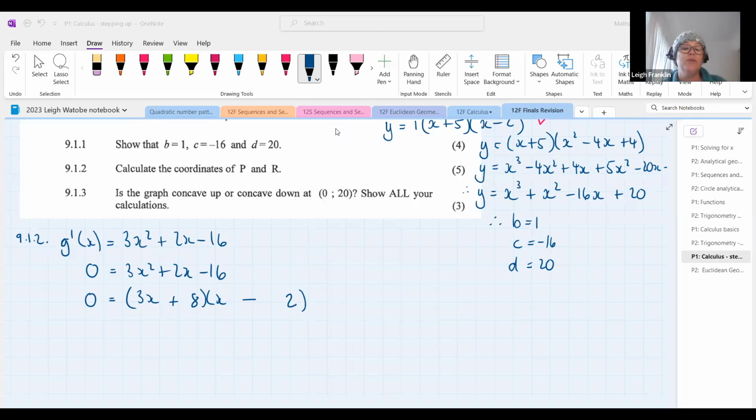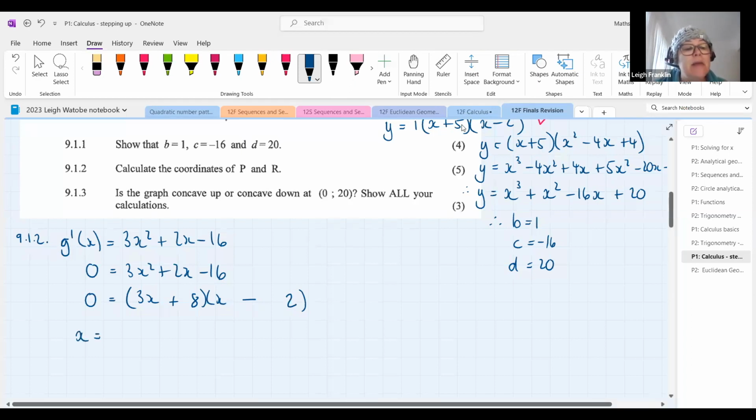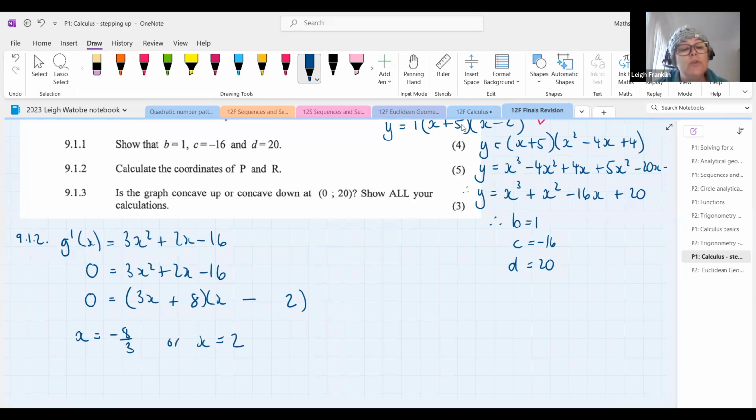So your alternative here is to use the quadratic formula, and then there's no worrying about is it 4 or is it 2 or is it 8 or is it whatever it might be. So either x is going to be equal to -8/3, or x is equal to 2. We knew about this answer.